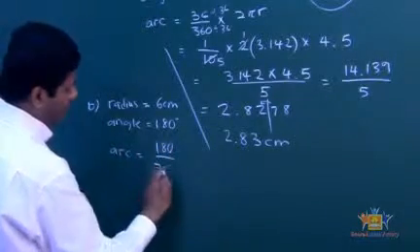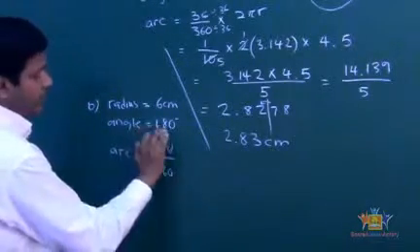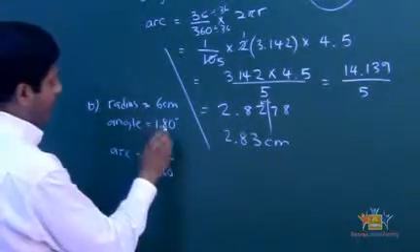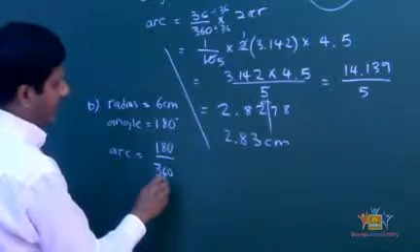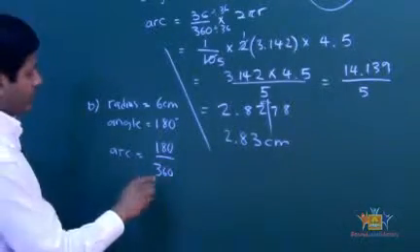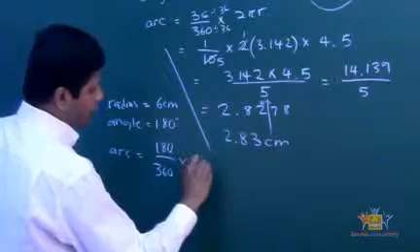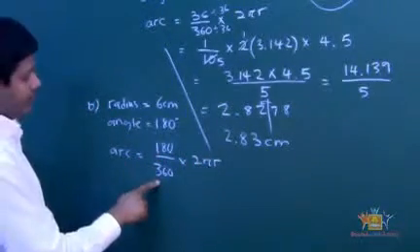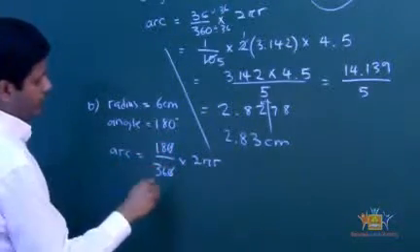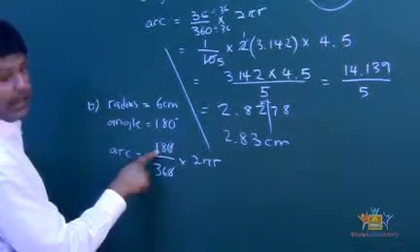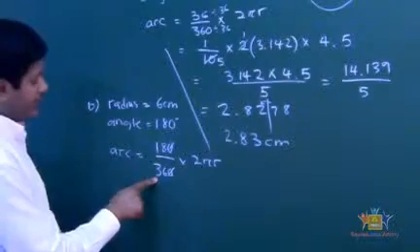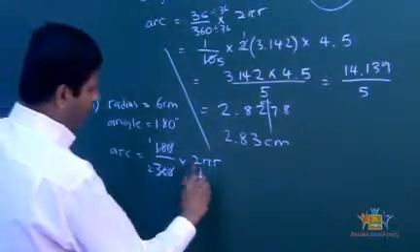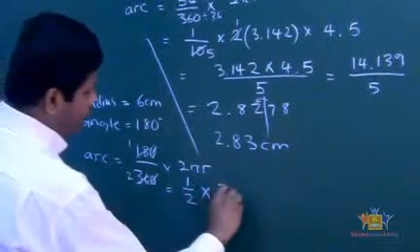180 over 360. Always take that ratio: the angle that you're looking for, 180, over the total angle of the circle, 360. And then we're going to multiply that by 2 pi r. And you know the 180 over 360 is pretty much 1 over 2. The 0s cancel out. I can divide 18 by 18, I can divide 36 by 18, and that gives me 1 and that gives me 2. So that's pretty much 1 over 2 times 2 pi.